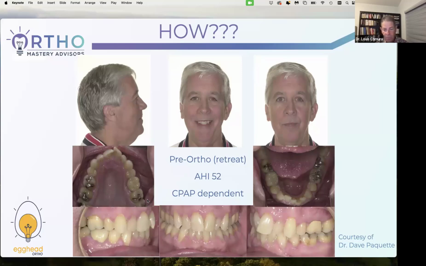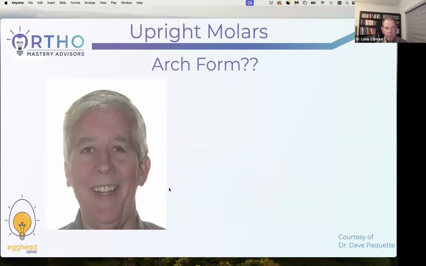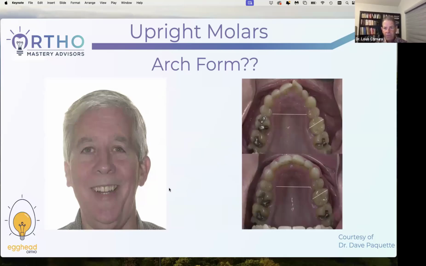That makes sense, though, because remember, he had braces when he was 12. And now he's sitting here with this arch, with the smile that he's got, and he wants his smile improved. But he's also got an AHI of 52, which is severe apnea. This is Dave Paquette's father-in-law. He treated him. That's where he finished aesthetically. This is what they did.